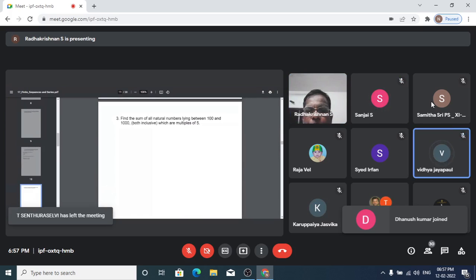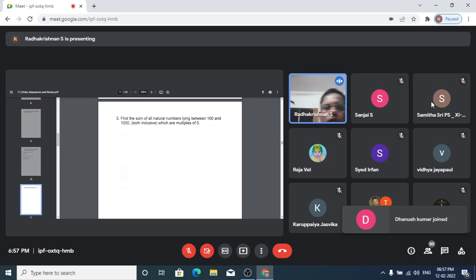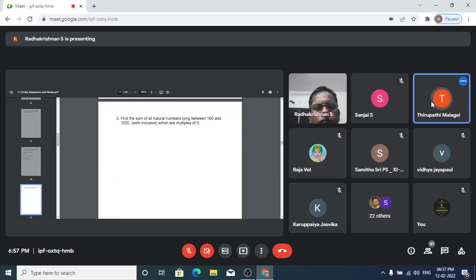So let's go to this. Find the sum of all natural numbers lying between 100 and 1000, both inclusive, which are multiples of 5. Sir, GP. Is it GP? Just think well. Think again. What are the numbers? All natural numbers lying between 100 and 1000 which are multiples of 5. Imagine what the numbers are, then you will see what type of sequence that is.